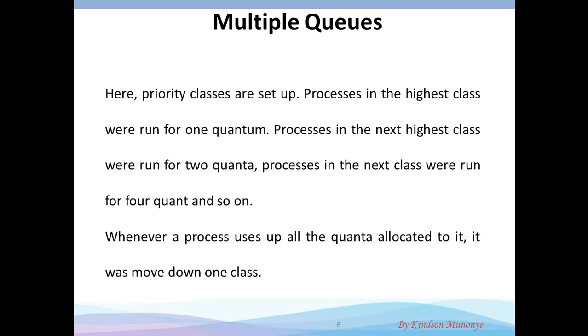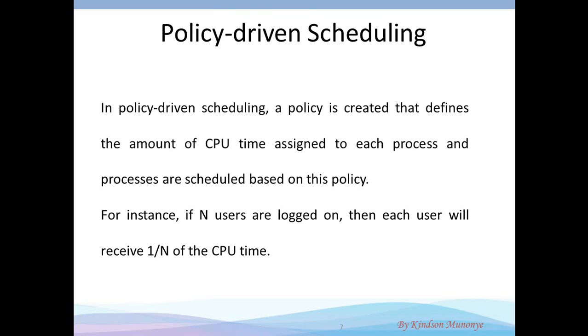That's about priority queue scheduling. Then we have multiple queues. In the case of multiple queues, priority classes are set up. Each process is assigned to a class, and each class has a priority. Processes in the highest class run for one quantum of time, then the next highest class runs, and so on, moving down. So you have multiple classes, or multiple queues, with priority.